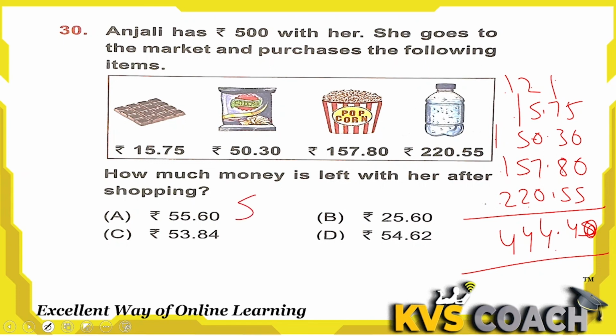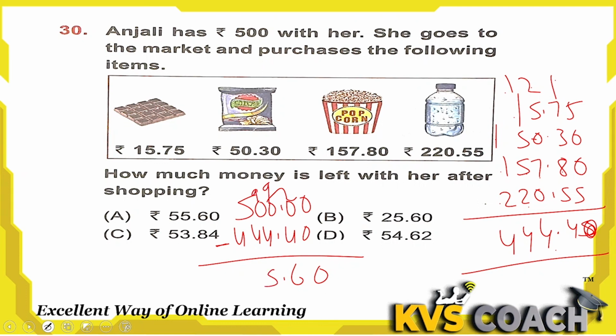Now she has a total of 500 rupees, okay, and 444.40 she spent. Then how much is she left with? 0, 10 minus 4 is 6. Here it is 9, here it is 9. So 9 minus 4, 5. 9 minus 4, 5. This is 4 minus 4, 0. So 55.60 is the money she has been left with. A is the right answer here.